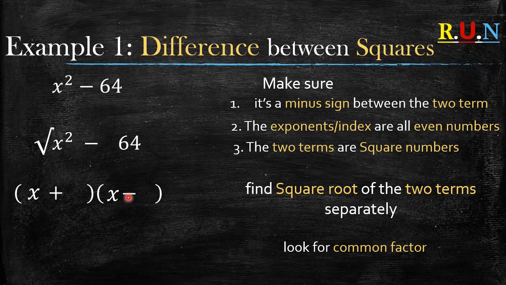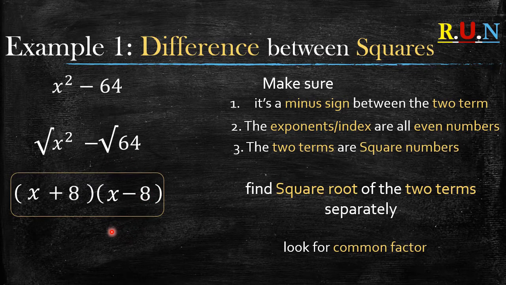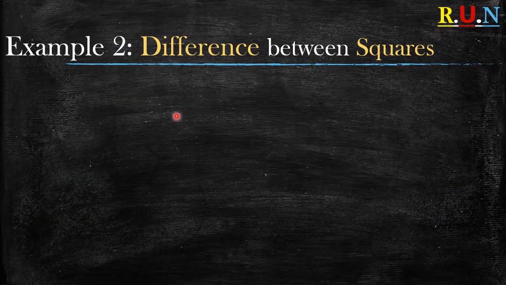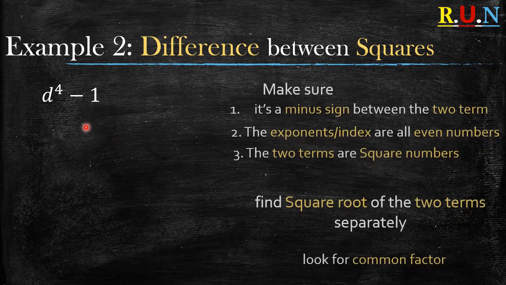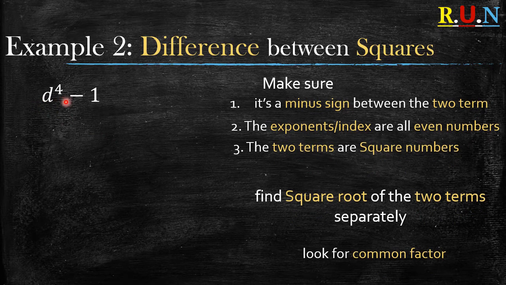Always. Now when we square root 64 separately, what do we get? We get 8. So we write one 8 in the first bracket and the other 8 in the next bracket. And just like that, you have found your final answer. When you multiply these brackets out, they should give you x squared minus 64. Let's look at another example. Example number 2. Now you have d to the power of 4 minus 1.